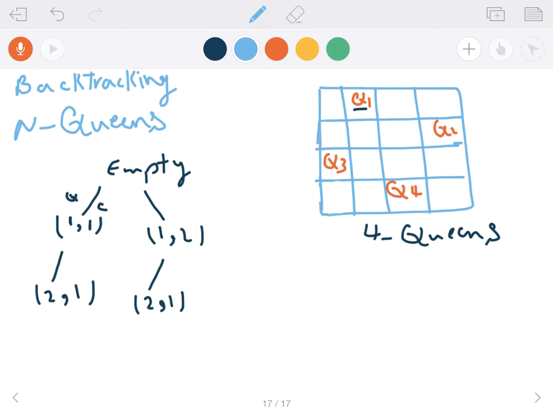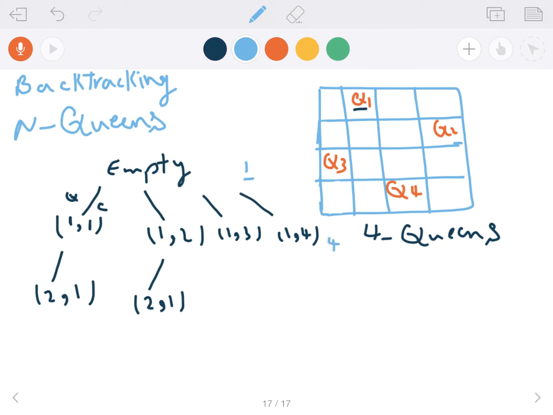Based on what we have drawn so far, let's see how many nodes we will have in this tree. In the first row I have one node. In the second row I have four nodes, and why? Because I can put queen 1 in the third column, and also in the fourth column. So as you see, on the second level I have 4 nodes.